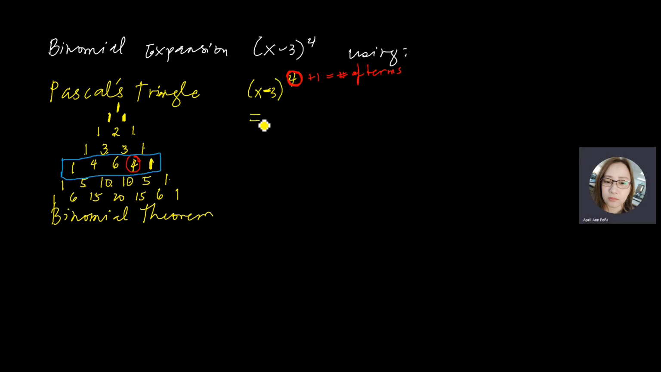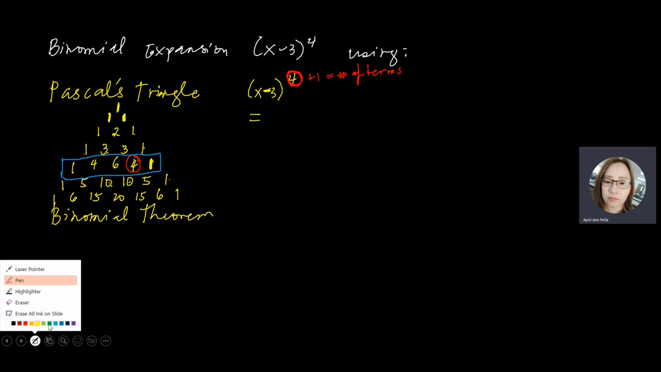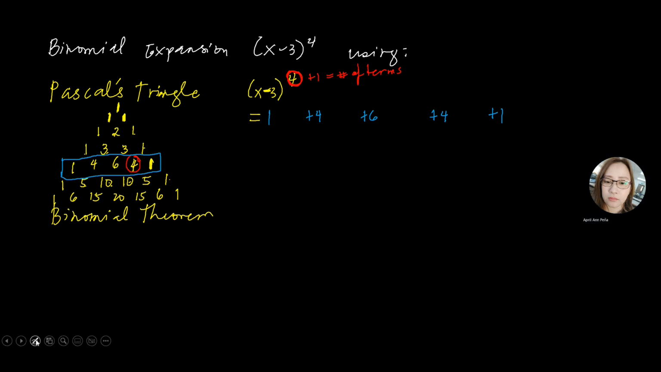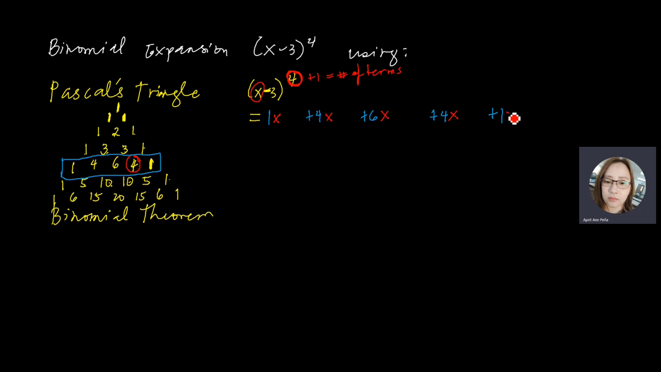So we do have here equals. We're just going to copy the coefficients: 1, then 4. So don't forget to put plus. The 6, so that is plus 6, plus 4, then plus 1, like that. Then after, you need to copy the first term in the given binomial. So the first term is x. This first term, you're going to copy it all throughout the terms. After you copy, you're going to put the exponent.